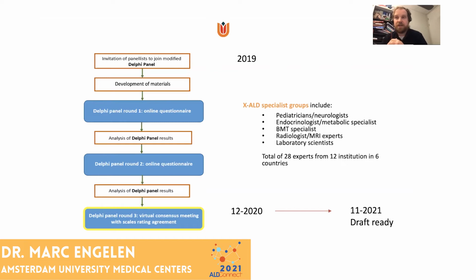It sounds easy, and basically it is, but still it takes a lot of time because we were done with the literature review back in 2019 in the different pre-COVID world. And that is the time that we invited the prospective panelists to join this project. And after that, we developed all the materials, so all the lists of different questions that need to be rated. And we did the first online questionnaire, so all the panelists could rate every statement on the 1 to 9 score that I just showed.